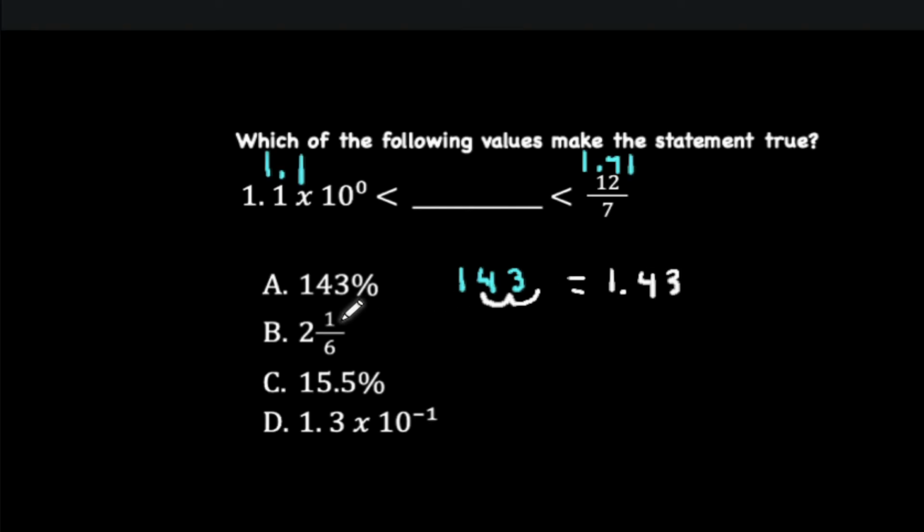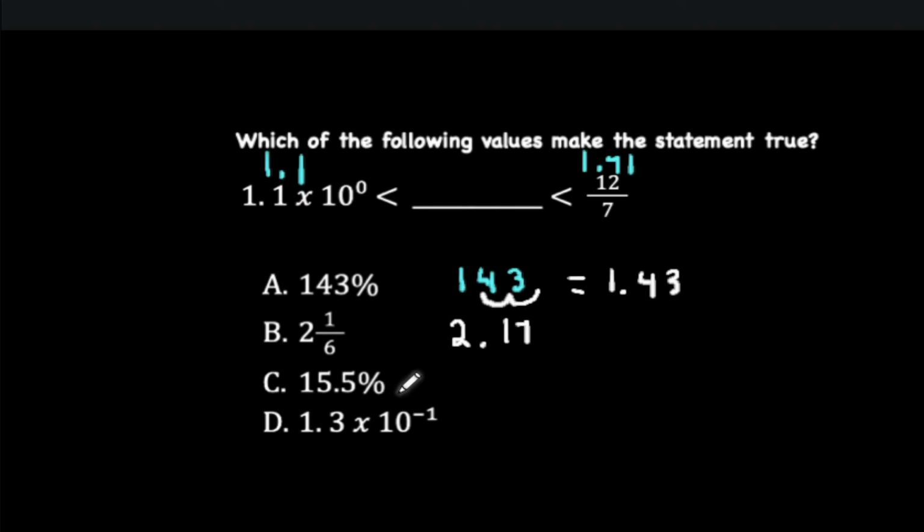Okay, so what about 2 1/6? So we have this whole number of 2. There's a decimal after it. And let's take and divide the numerator by the denominator. So dividing the numerator by the denominator, 1/6 is equal to 0.17, and that's rounded to the nearest hundredth. Okay, so we already know there's a 2, and I'm just attaching the 17 here, 2.17.